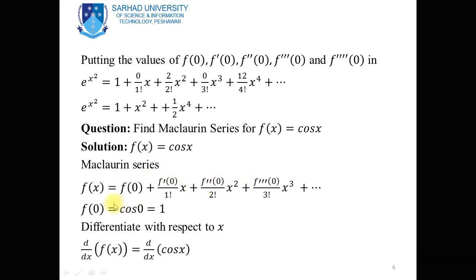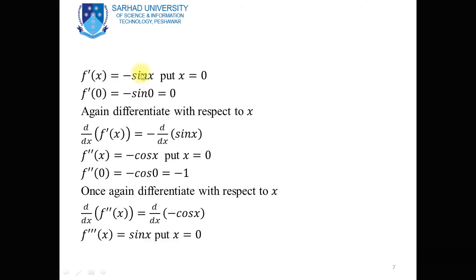So first of all, putting x = 0 in the given function, we obtain f(0) = cos 0, and cos 0 is equal to 1. Now differentiating the given function, which is cos x, the derivative of cos is minus sin x, so the first order derivative is minus sin x. Now putting x = 0, we obtain f'(0) = minus sin 0, and sin 0 is equal to 0.